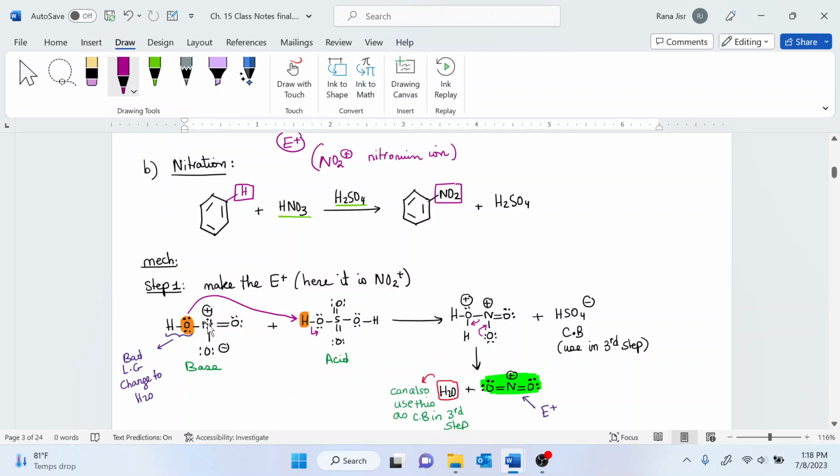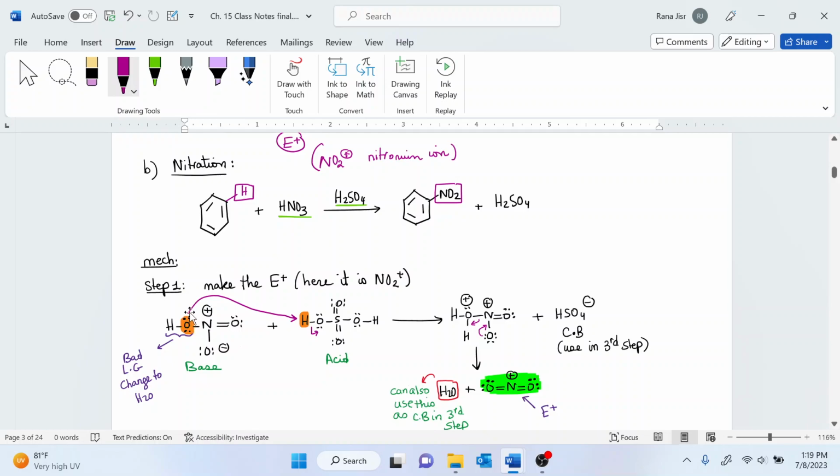Our target is to free the NO2 because, after all, we are making the NO2 electrophile, the nitronium ion. To do this, we need to get rid of the OH. OH is a bad leaving group, so we have to protonate it. So this is why we're doing an acid-base reaction.